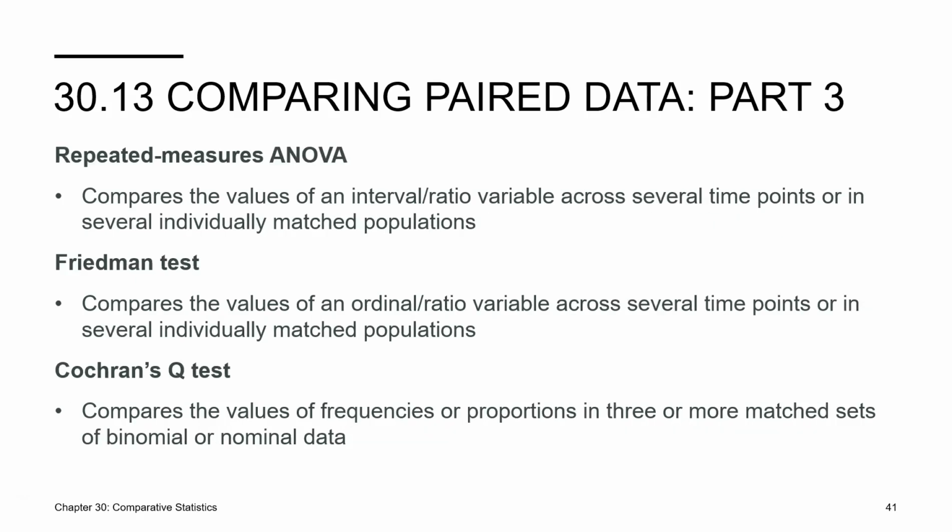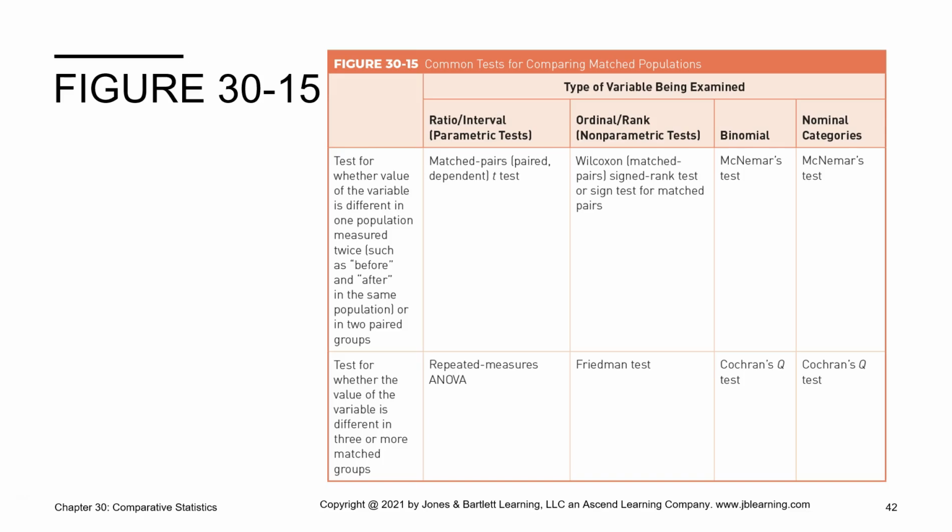Then if you have more than one comparison, you could have the repeated measures ANOVA, and this would be when you look at the outcome at several different points in time among a pre-post test. There's also a Friedman test, which compares the values of an ordinal or ratio variable across several time points or several individually matched populations. Or you have Cochran's Q test, which compares the values of frequencies or proportions in three or more matched sets of binomial or nominal variables. And so figure 30.15 goes over common tests for comparing matched populations.